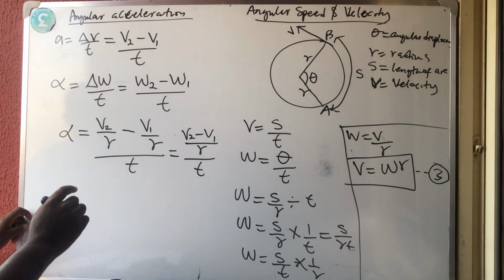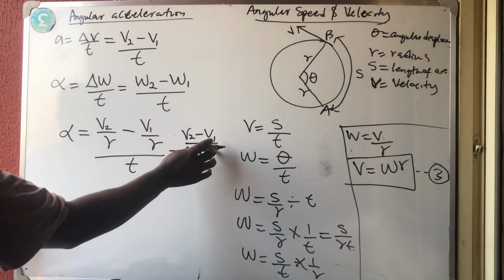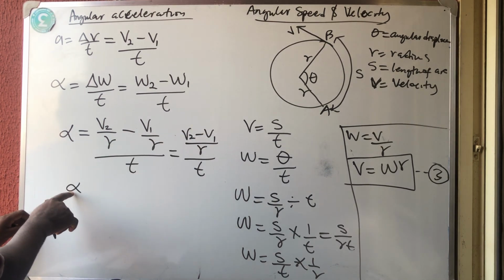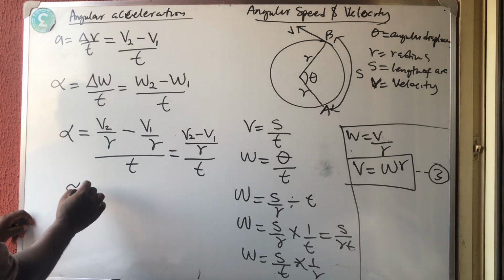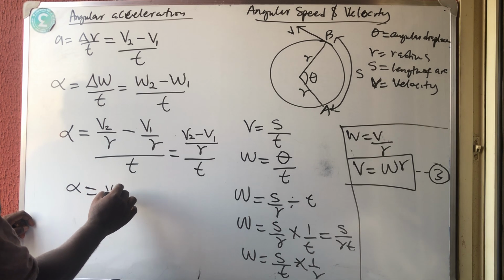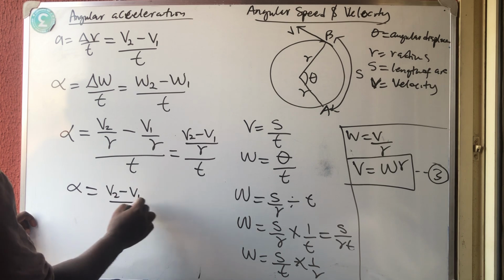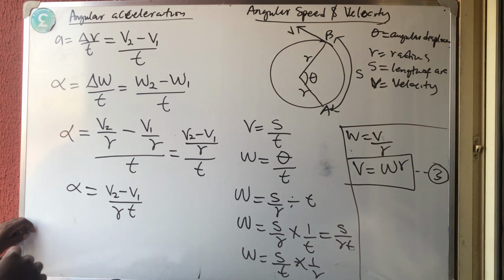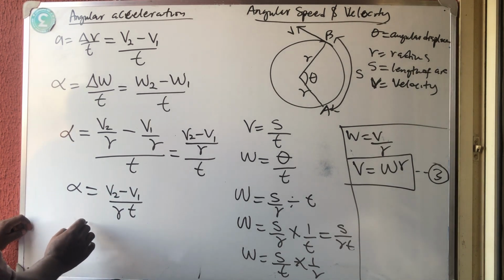Okay, this thing can come out here to have that what? That I'm having that angular acceleration is equal to what? v squared, v2 minus v1 all over what? RT. Okay, but I know something now.